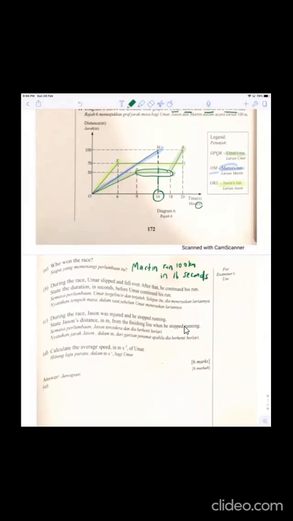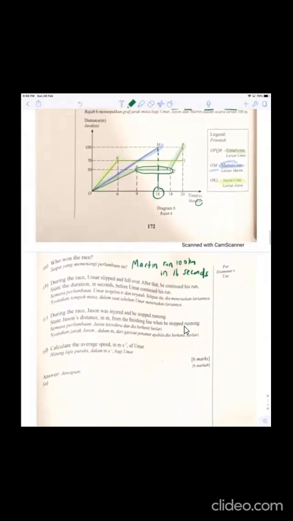Okay. The second question. During the race, Uma slipped and fell over. After that, he continues his run. State the duration before Uma continued his run. So he rests from here, this one 9 to 18. So if you want to know how long he rests, 18 minus 9, so he rests 9 seconds.